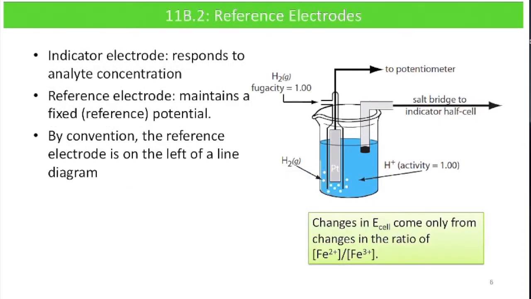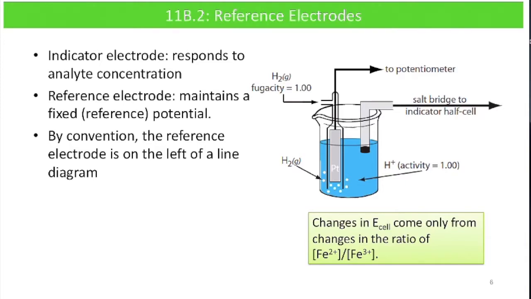So now let's talk a little bit about electrodes, and more specifically reference electrodes. But I also want to mention indicator electrodes. An indicator electrode is the electrode that responds to the analyte. So for example, when you are measuring pH, the pH electrode responds to the H+ concentration, and then that concentration is converted into a voltage, and then the voltage is converted into a pH that you would read on the pH probe.